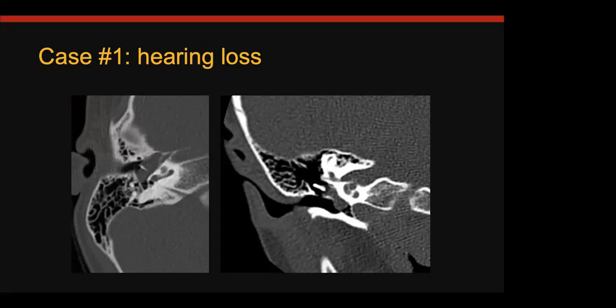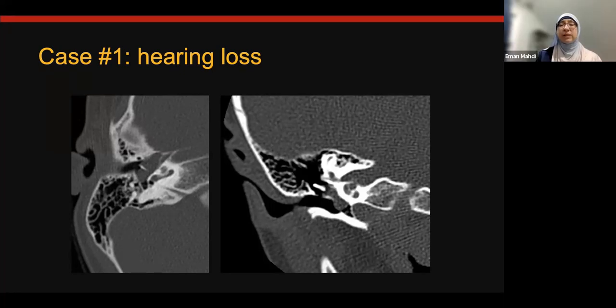Dr. Ahmed Mahoud, you can describe what you are seeing. I can help you with saying that this is the axial cut and this is the coronal cut.